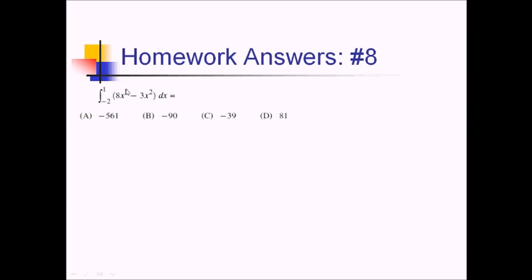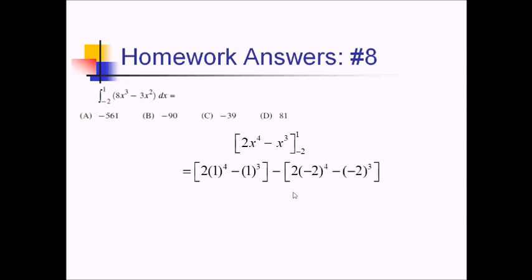So this bumps up to x to the 4th. Dividing by 4, we've got 2x to the 4th. And for this next one, this becomes x to the 3rd. Dividing by 3, we have 1x to the 3rd, and that's being subtracted. Integrating that from negative 1 to 2, we have all of this stuff with 1 plugged in, minus all of this stuff with negative 2 plugged in.